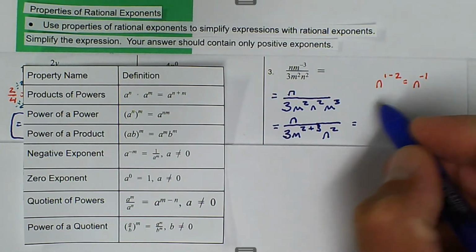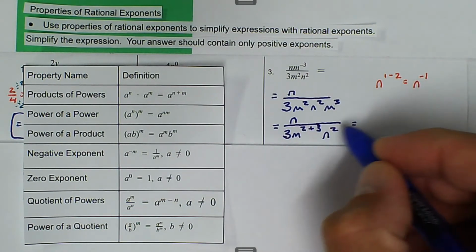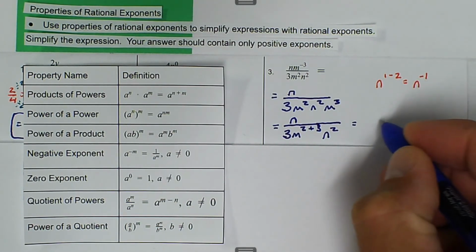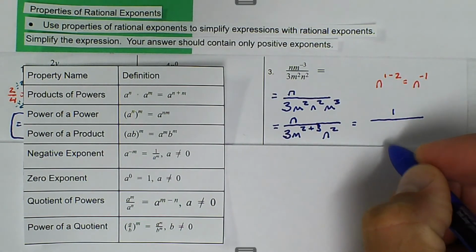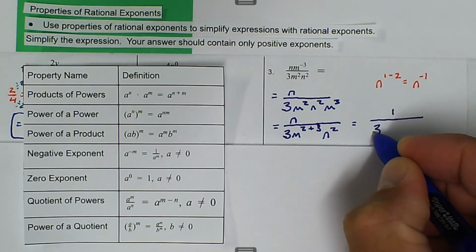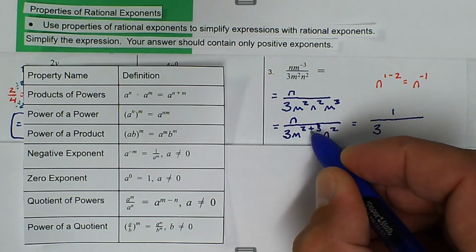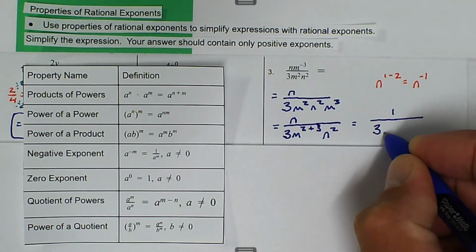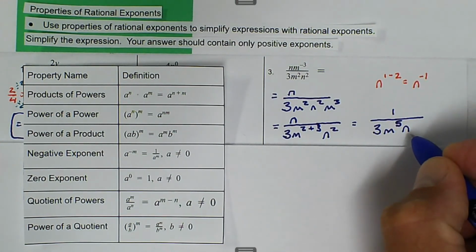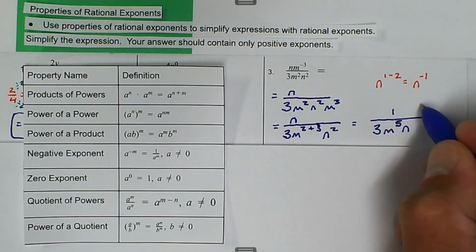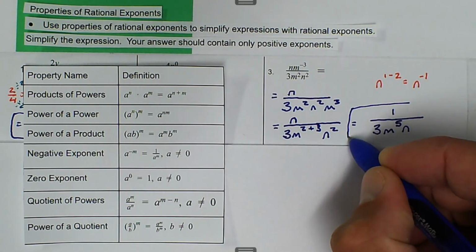So the n is gone from the numerator because we canceled it with one of these n's. So the only thing we have left in the numerator is just a 1. And then we have the 3. 2 plus 3 is m to the 5th. And then we have just n in the denominator. That's the negative 1, understood 1 there. We moved it to the denominator. So that is our answer.